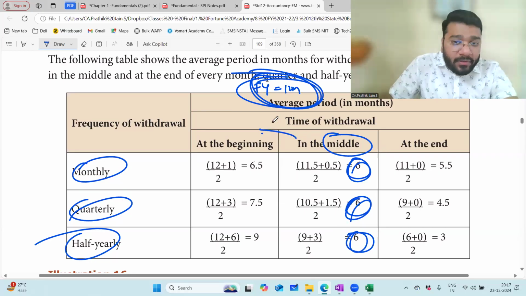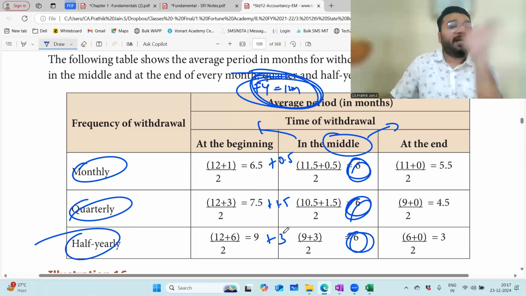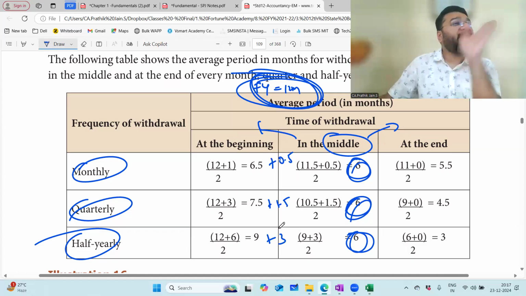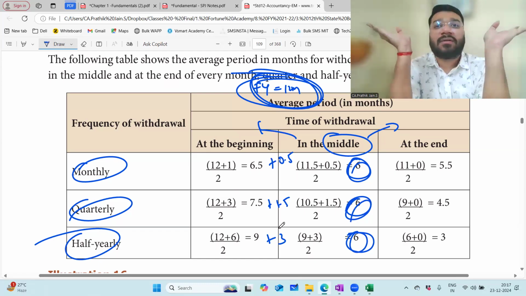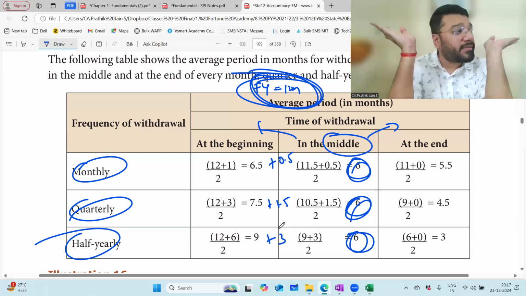Now, here and here we have to travel. Left hand side, plus 0.5, plus 1.5, plus 3. Left hand side is plus, right hand side is minus.